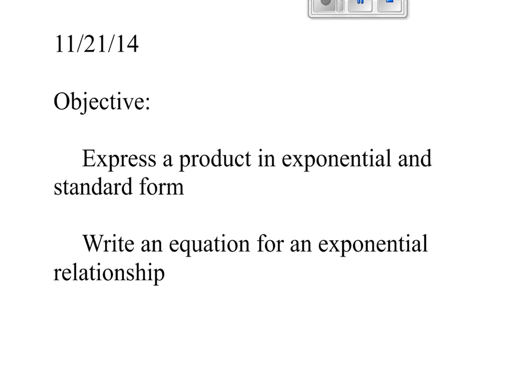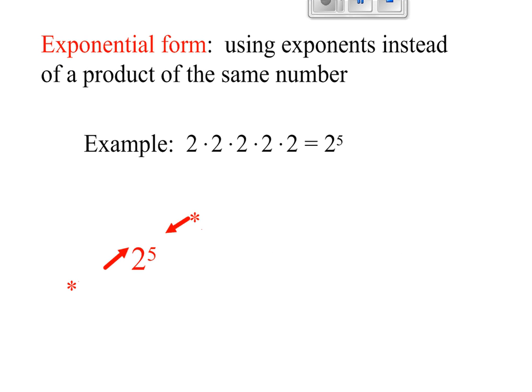Okay, today we're going to express a product in exponential and standard form and write an equation for exponential relationship. Good luck, this is going to be fun. All right, first, exponential form. We talked about exponential form a little bit yesterday. Exponential form is simply writing a whole bunch of numbers being multiplied as an exponent. So, for example, this is exponential form right there. Nothing more, nothing less. Exponential form, pretty simple.